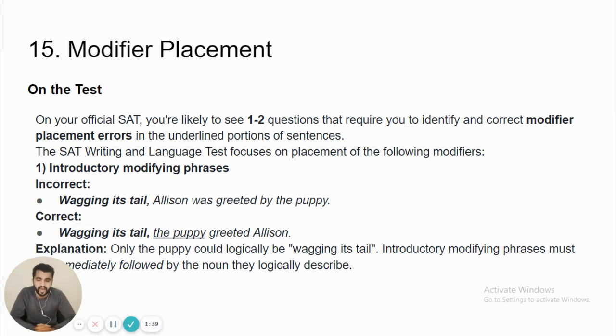Wagging its tail, Allison was greeted by the puppy. The correct one is: Wagging its tail, the puppy greeted Allison, because wagging its tail, the modifier, is modifying the noun the puppy. So it should come right after the modifier.